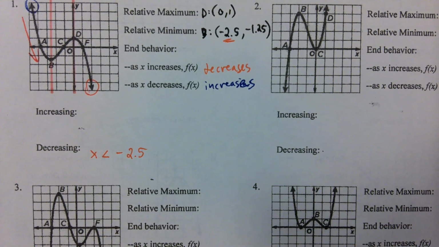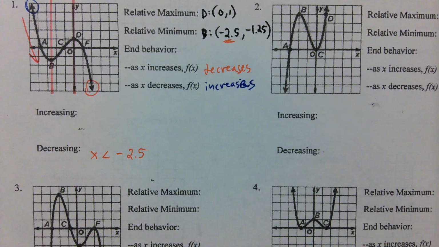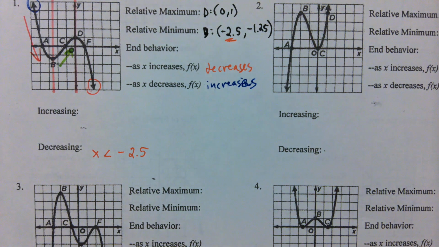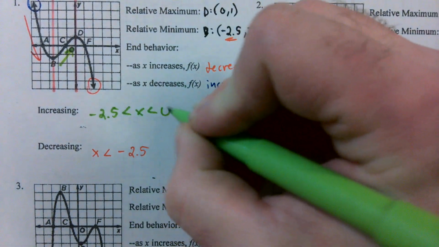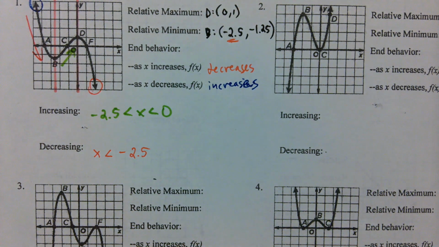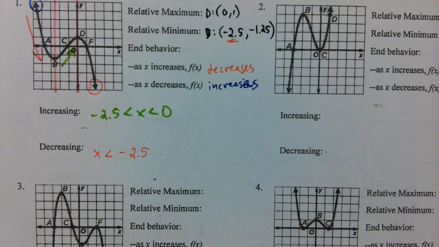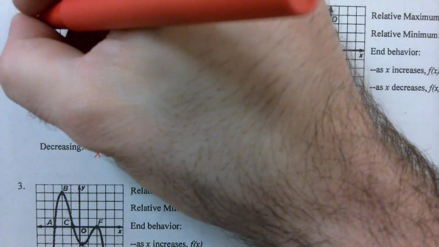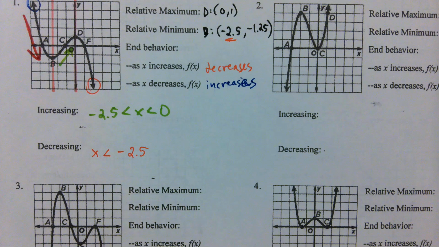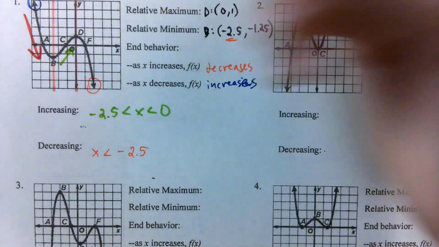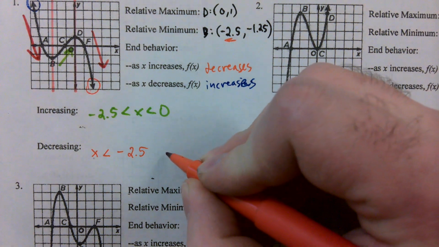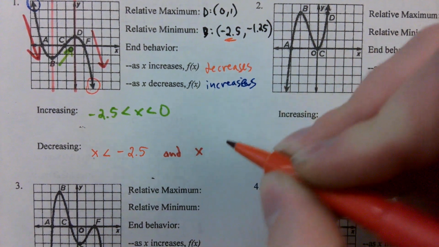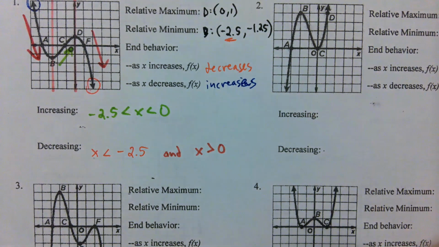My little middle interval, am I increasing or decreasing? Increasing. I'm increasing right here. And that's in between what? Negative 2.5 and what? 0. And for my last little segment here on the right, am I increasing or decreasing? Decreasing. When X is greater than 0. That's right. Any X value greater than 0.